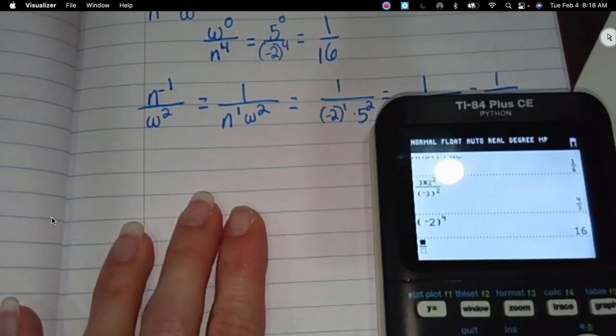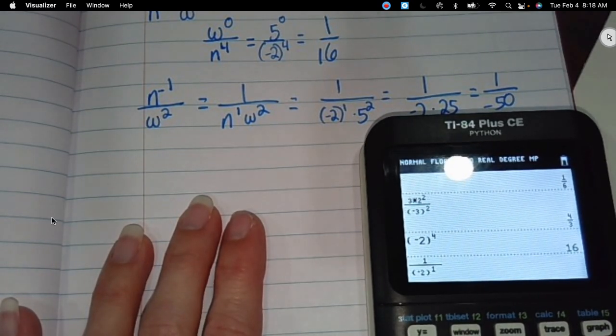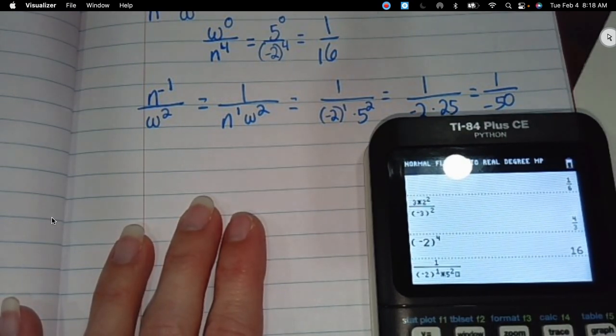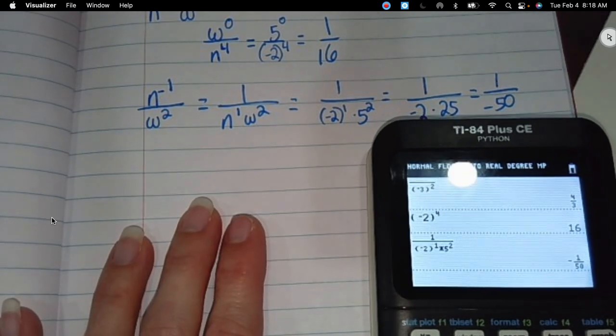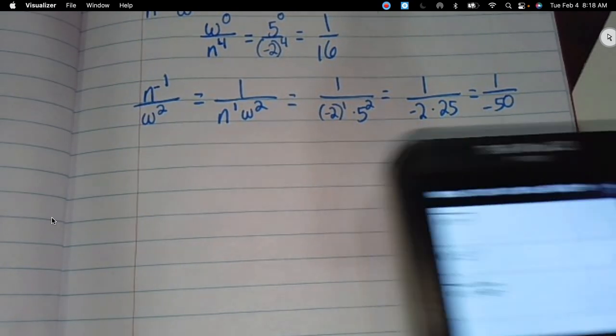Oh, you can't see that. 1 over -2 to the 1 times 5 squared. And it's -1 over 50. Okay? Kind of get it? Yeah? A little bit.